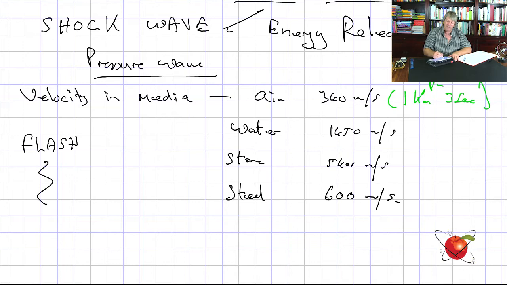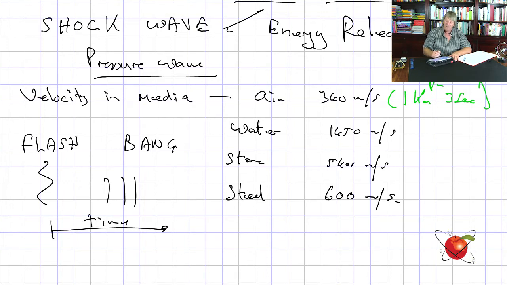So if you count the time between the flash, not the TV program, the flash, and the bang, which is when the pressure wave hits us, you count the time. Let us say you get 9 seconds. Divide that by 3. That tells us that the lightning is 3 kilometers away, which means you'd better be inside and out of the way, because that is close. That is very close.